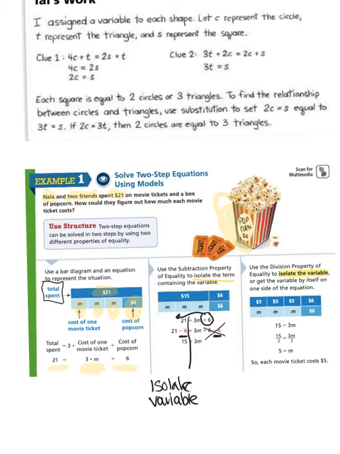Looking at this last diagram over here, you have to actually isolate the variable. In order to get this M by itself, you have to get rid of the 3. This is multiplication when you have a coefficient and a variable. The opposite of multiplication is divide. So you have to divide both sides. Again, I would encourage you to draw a line. Divide both sides by 3. So M equals 5. So each movie ticket costs $5.